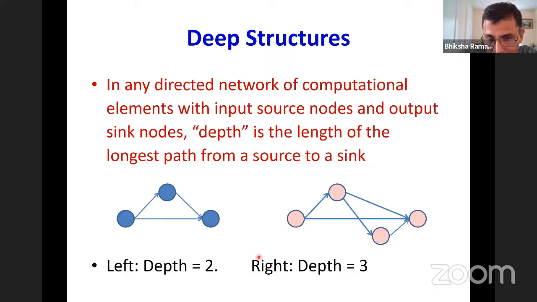In the figure to the right, I have a graph with 4 nodes. I have a source, which is the first node, and a sink. There's a path which is 1 hop long from source to sink. There's a path which is 2 hops long. There's also a path which is 3 hops long. This graph has a depth of 3.